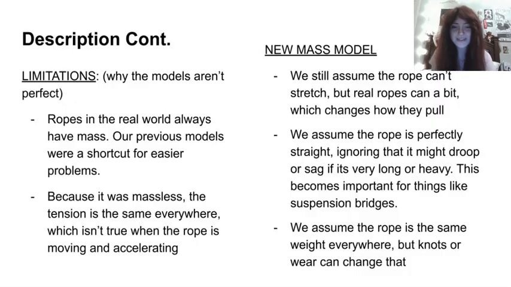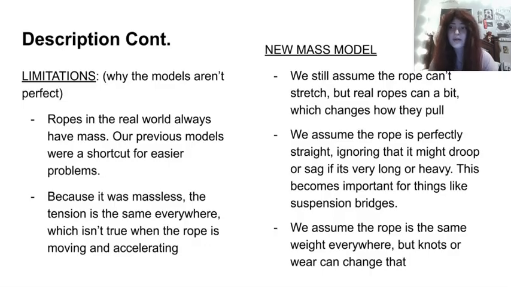Now on to limitations. This is why our models aren't perfect. Ropes in the real world will always have mass, as we know, and our previous models were a shortcut for easier problems. Because it was massless, the tension is the same everywhere, which isn't true when the rope is moving and accelerating. For our new mass model, we can still assume that the rope can't stretch, but real ropes can a bit, which changes how they pull.